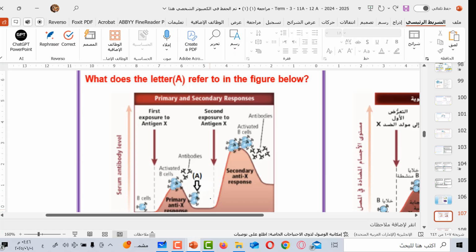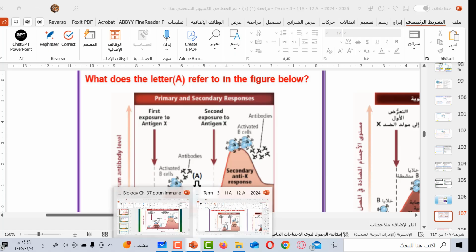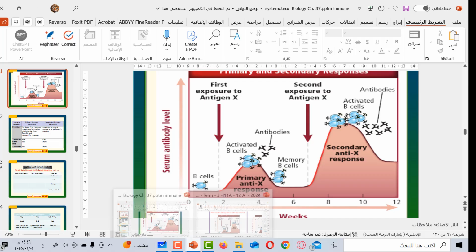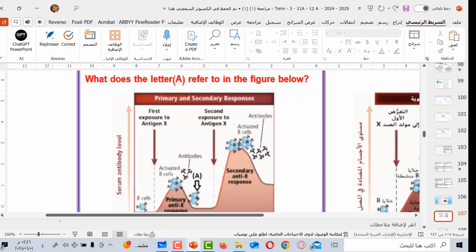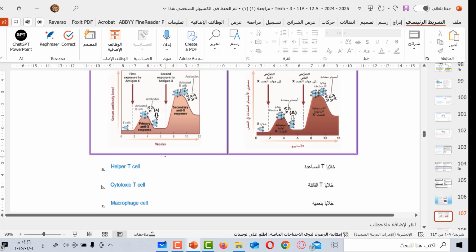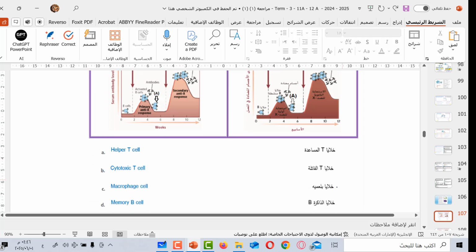What is A? He asked what is A; we refer here to A as memory B cell. Okay, so it will be memory B cell. Where is the correct answer? Memory B cell, the B cells of memory. Okay, perfect.